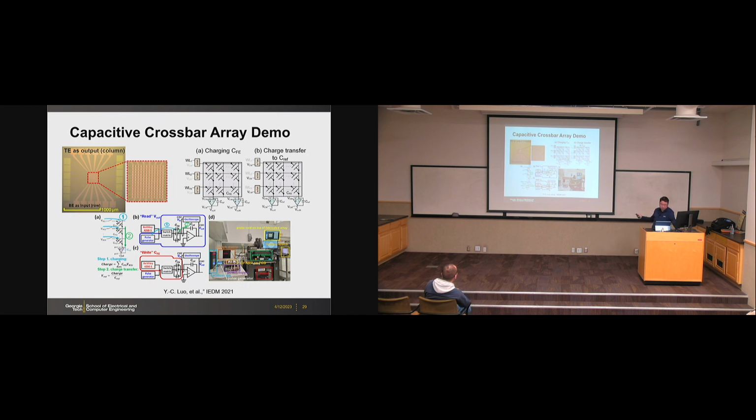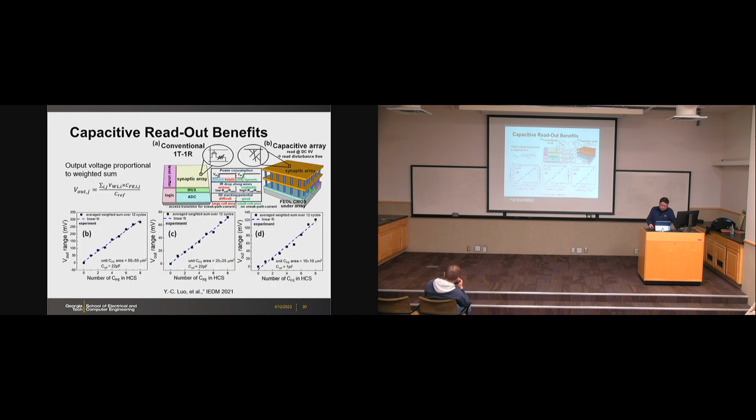So in this demonstration, the peripheral circuits are discrete components on the PCB board. So we have a very funky setup. And here, the output voltage will be proportional to the weighted sum and modulated by the reference capacitance.